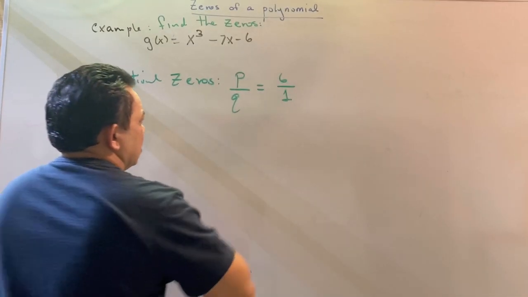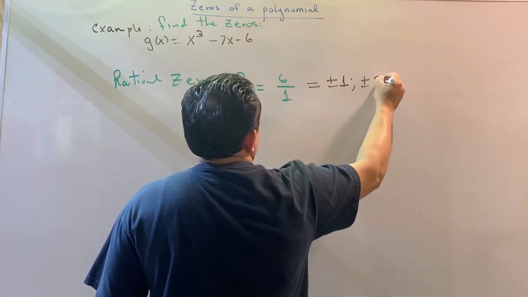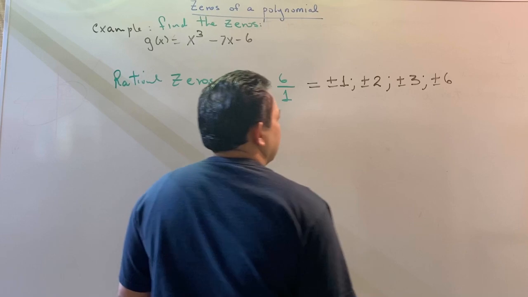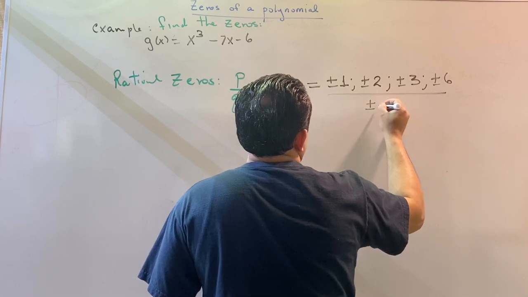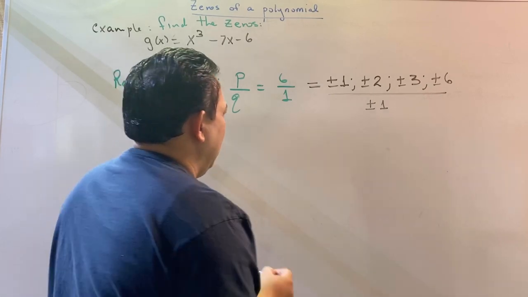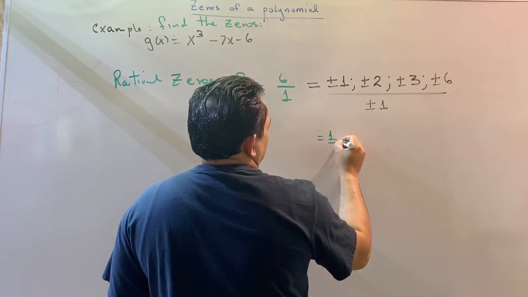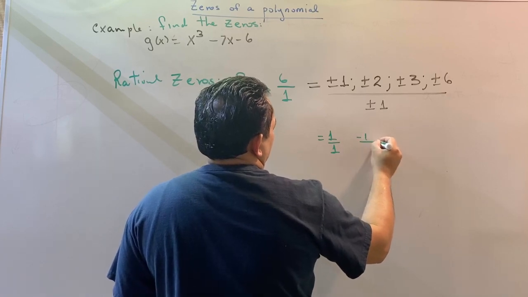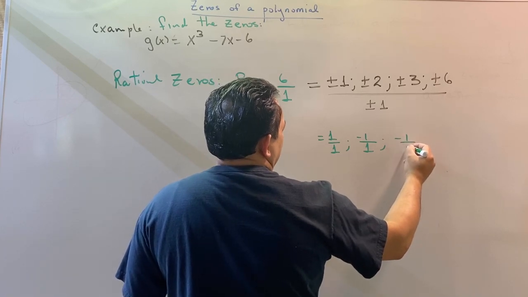So the factors of 6 are plus or minus 1, plus or minus 2, plus or minus 3, plus or minus 6. And the factors of 1 are just plus or minus 1. So what are all my possibilities here? Well, we could have a positive 1 over a positive 1. Or we can have a negative 1 over a positive 1. Or we could have a negative 1 over a negative 1.